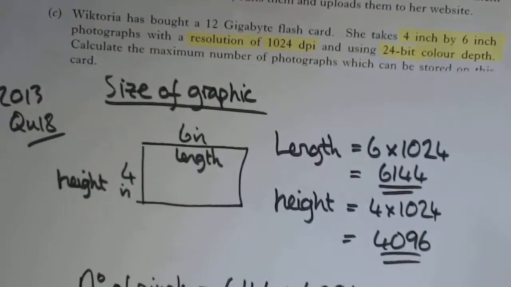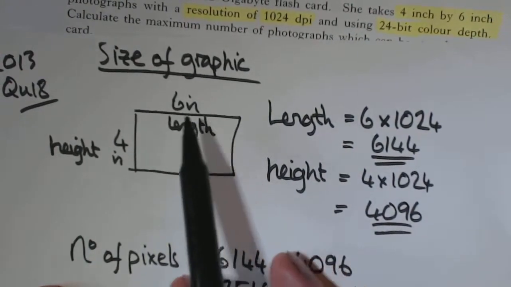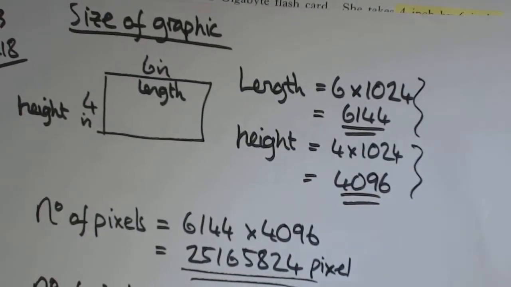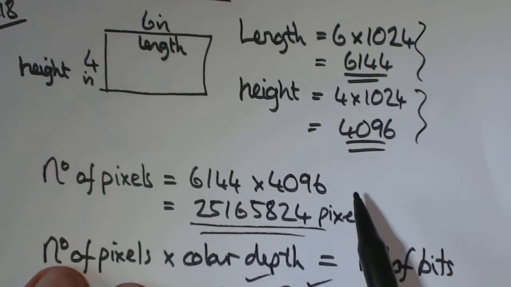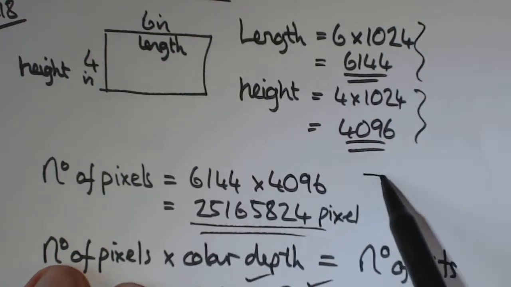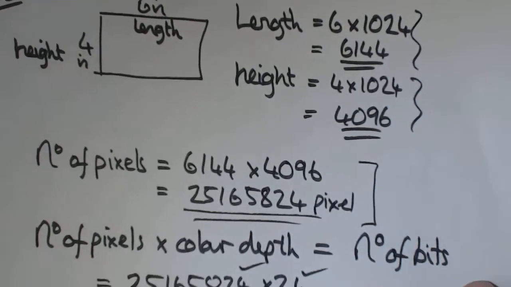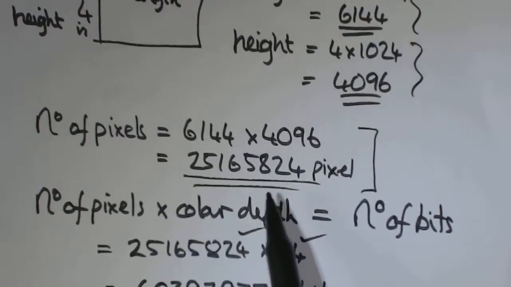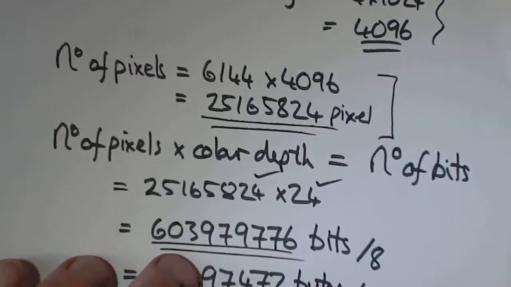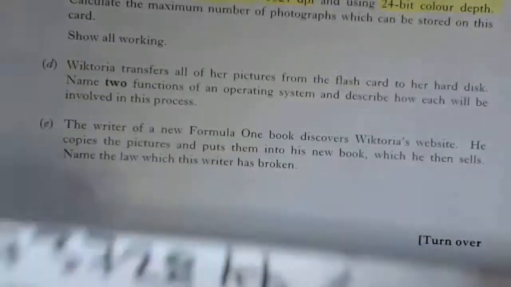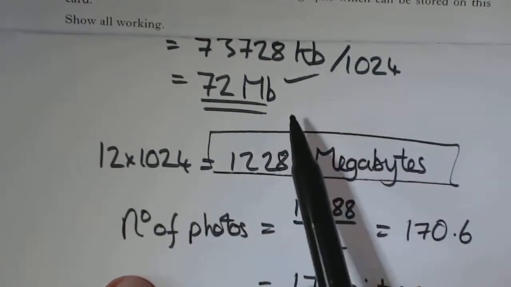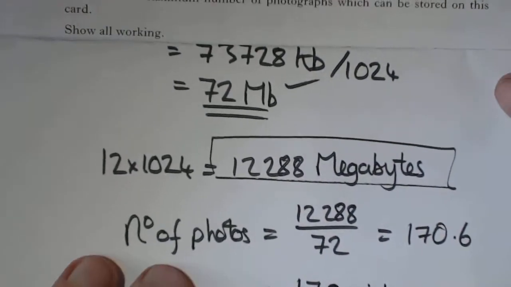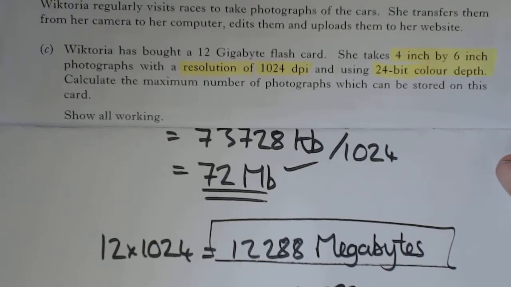So the first thing you do is make the measurements in pixels, which we did here. We then calculate the total number of pixels, which is multiplying these together, giving you an area. From the number of pixels, we then calculate the number of bits by multiplying the number of pixels by the colour depth. We then get it into a sensible unit, and the wee add-on was just to work out how many of these pictures can fit into a 12 gigabyte flash card.